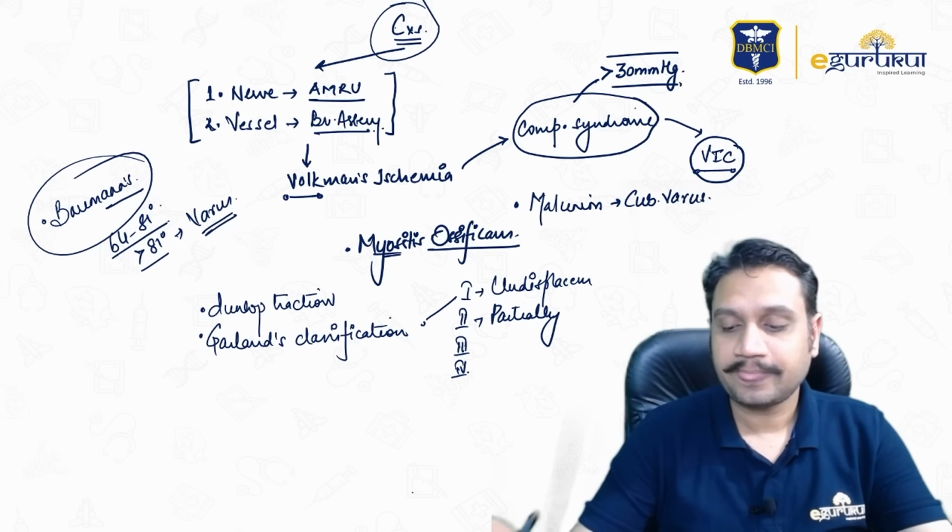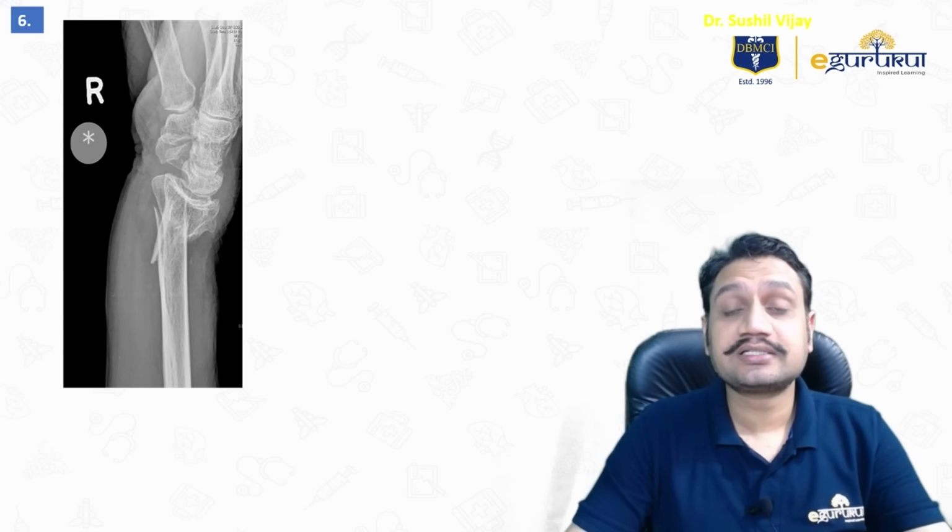So undisplaced can be treated only by reduction and by plaster application, right? It just needs plaster. This you try by closed reduction and plaster. If it is not remaining in place, then we can go for pinning, but these will require open reduction and internal fixation always.